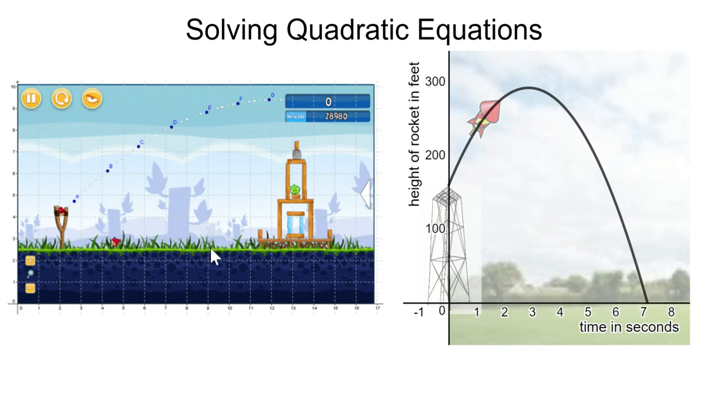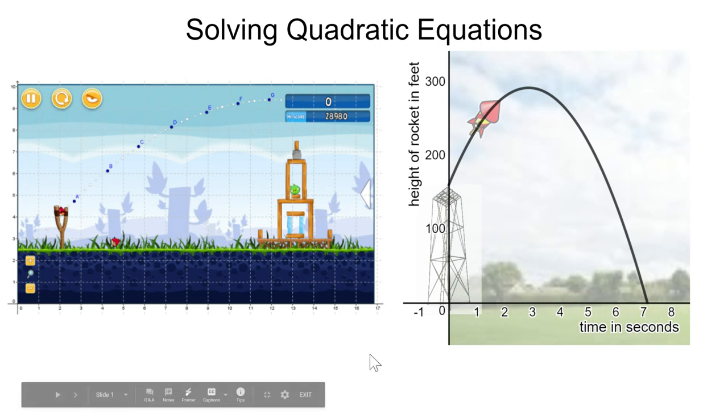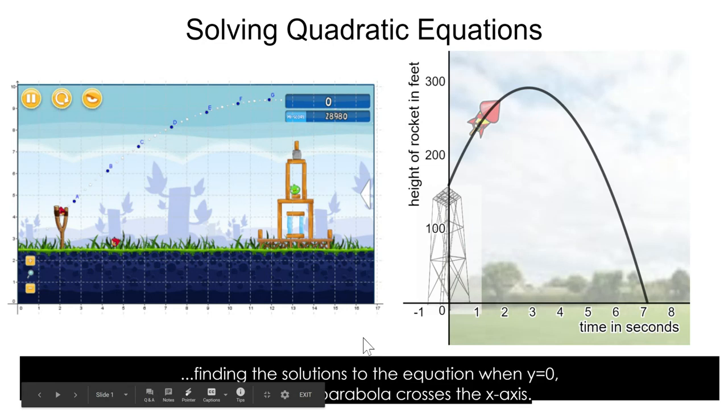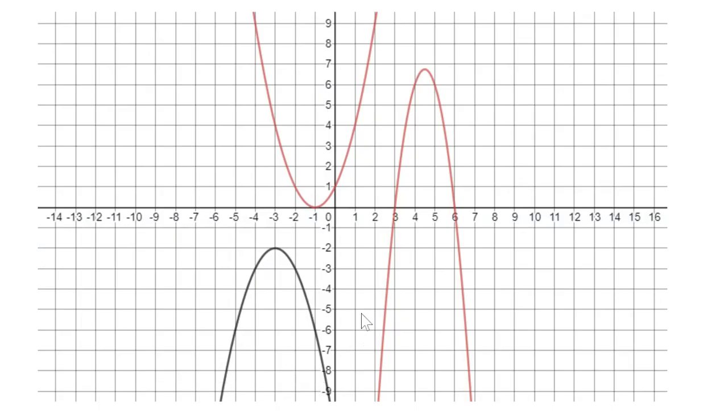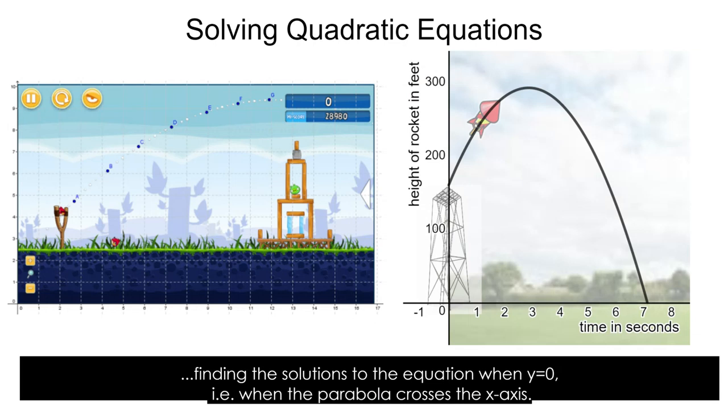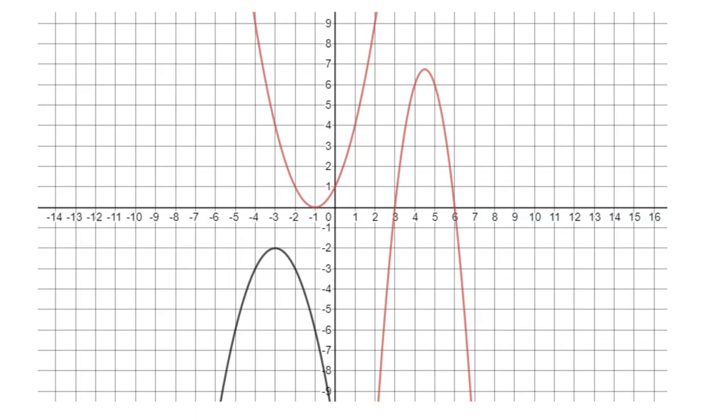And so you can see that there are real-world applications. For example, when the Angry Bird will hopefully hit a piggy, but will hit something on the ground, or when a rocket that is launched into the air will also hit the ground, and at what time that will be. So when we talk about solving quadratic equations, we are finding the solutions. We are finding the solutions when y equals 0, i.e., when the parabola crosses the x-axis.